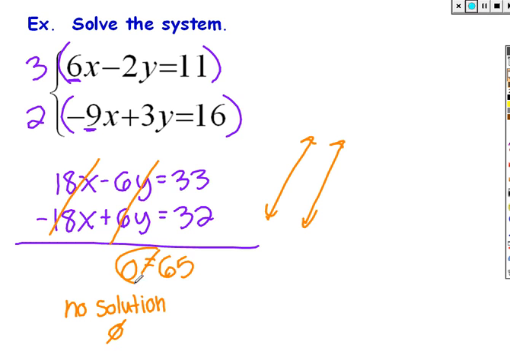So if these come out to be the same number, infinite number of solutions. If I get something like this, 0 equals 65, that's never true. This would be a no solution case.